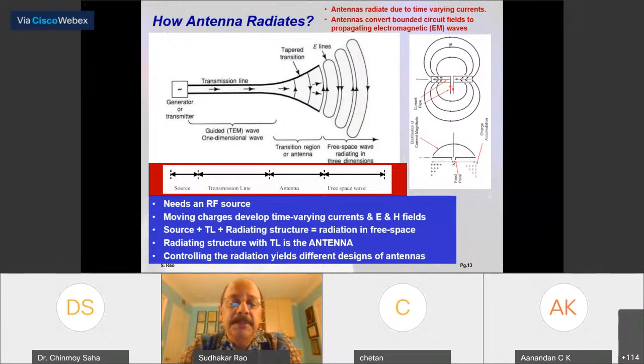So that design depends on the directivity or gain you need. If it is high gain, then you need to have a bigger aperture. So the whole design is on the taper transition region, not only providing the gain, but also providing the right match to free space.